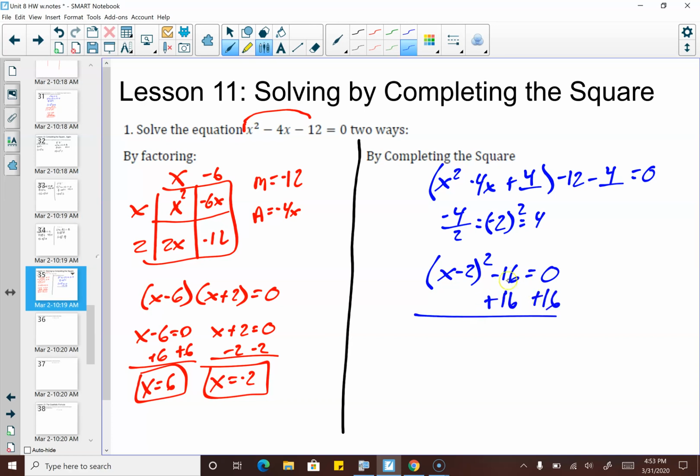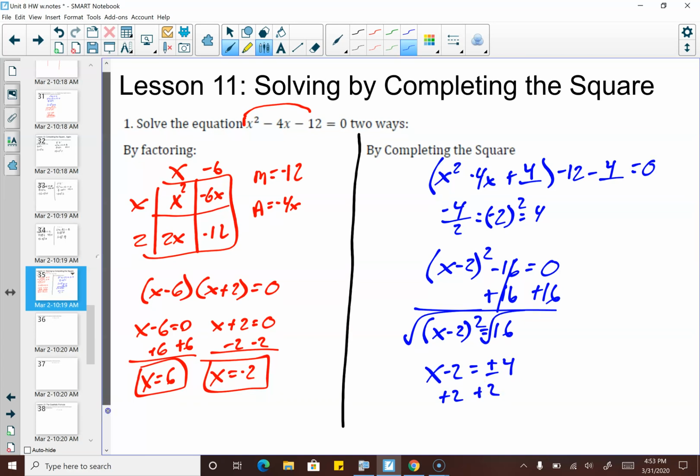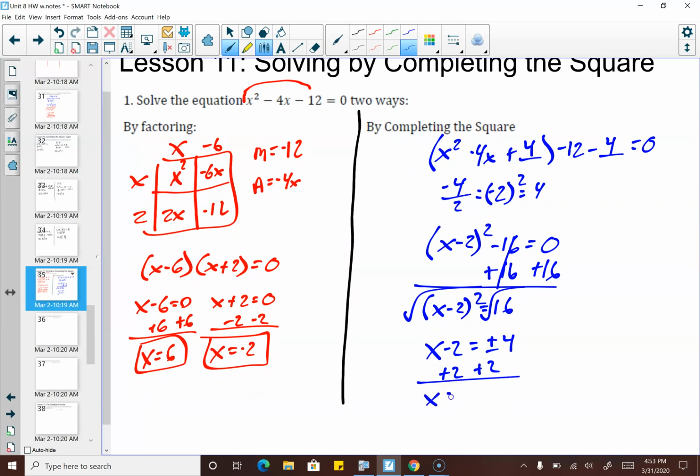So we add the 16 to both sides. X minus 2 squared equals 16. Square root both sides. We just get what's left underneath, and 16 is a perfect square. Remember, we are solving, so it is plus or minus 4. Plus 2 plus 2. And x equals 2 plus or minus 4. Now, a lot of the times we were leaving our answer there because they had radicals. But if they don't have radicals and they're all integers, let's do the math.